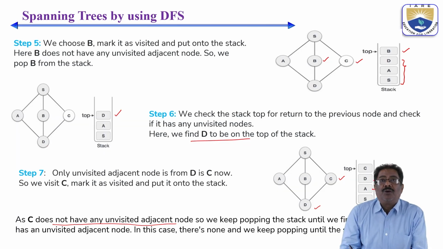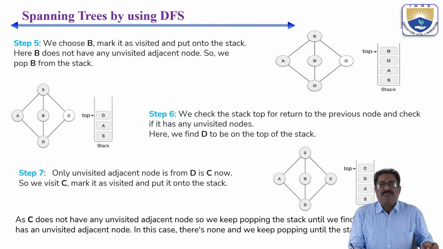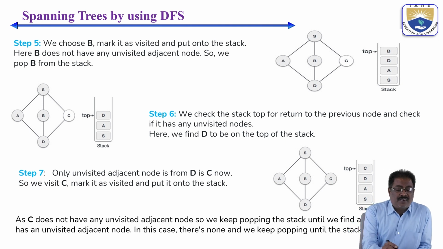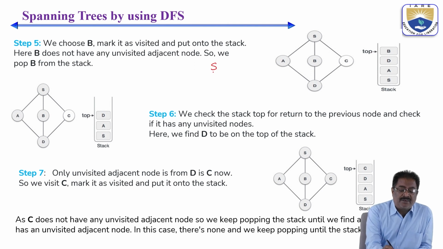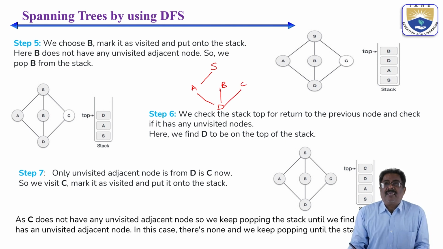So subsequently, this is the way that we have to find the spanning tree. The corresponding spanning tree is: we started from S, then we move to A, then we move to D, then we move to B, then we backtrack, and then we move to C. So this is the final spanning tree by using DFS.